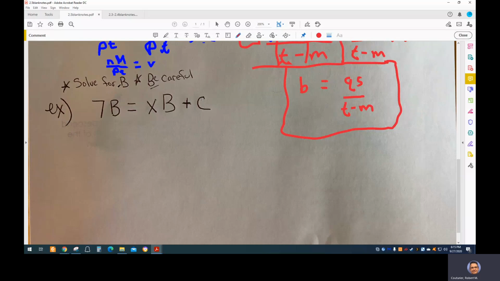This one says solve for capital B. It says be careful. Get it? Boom, boom, B, be careful. Yeah, we're solving for B. So notice we have a B on both sides. I need B to be all by itself. So I need to pick one side or the other to get rid of B from.